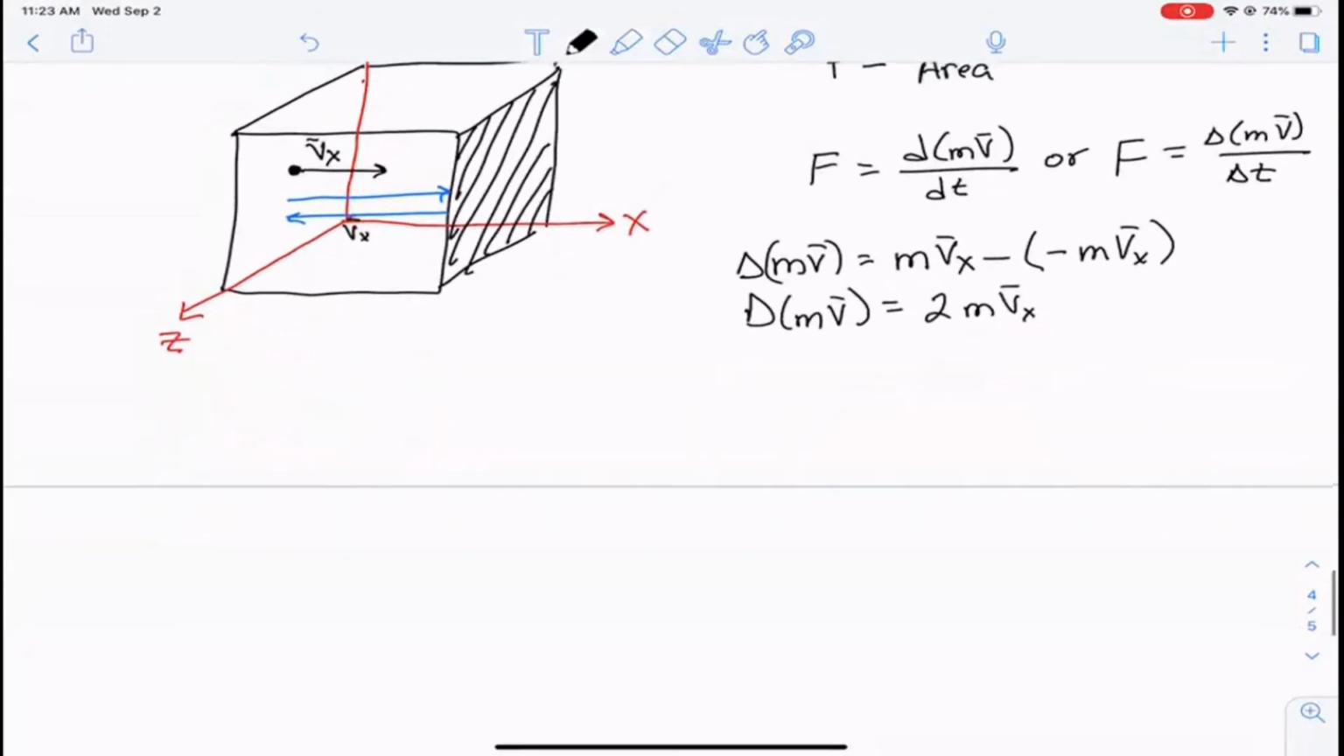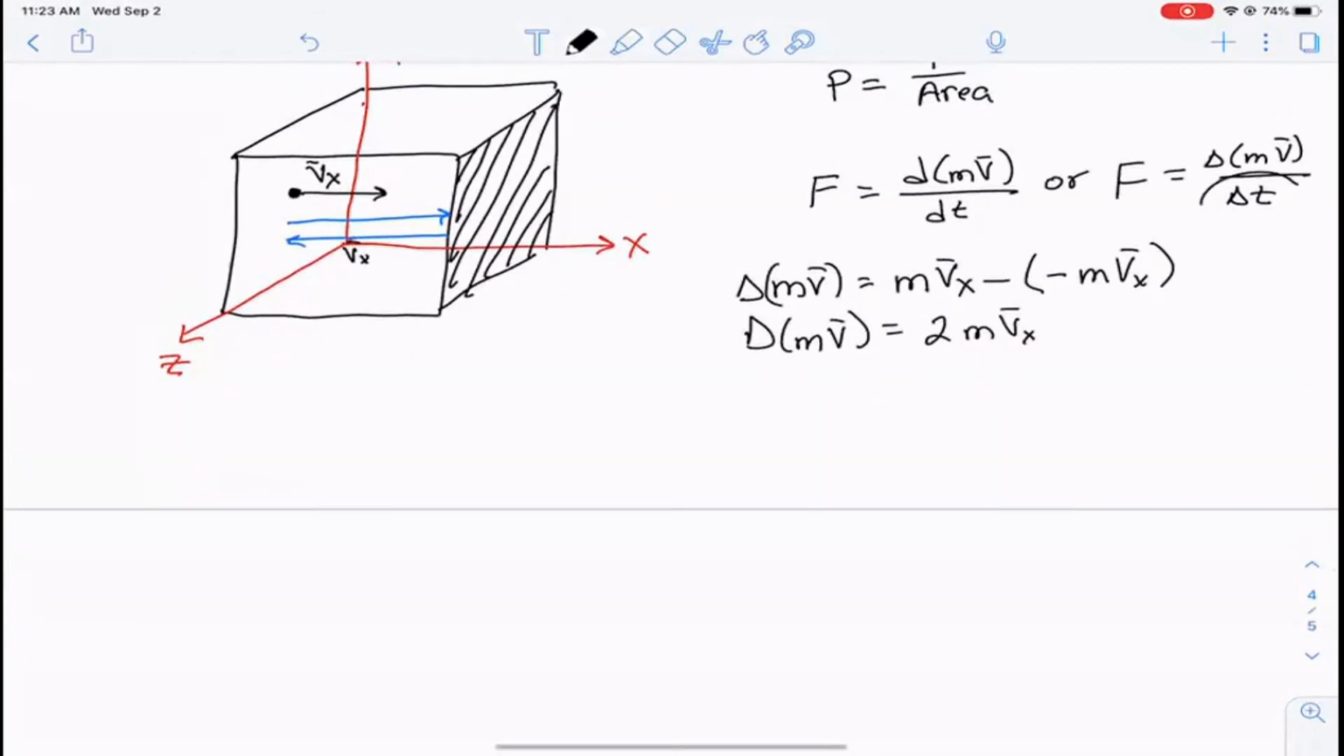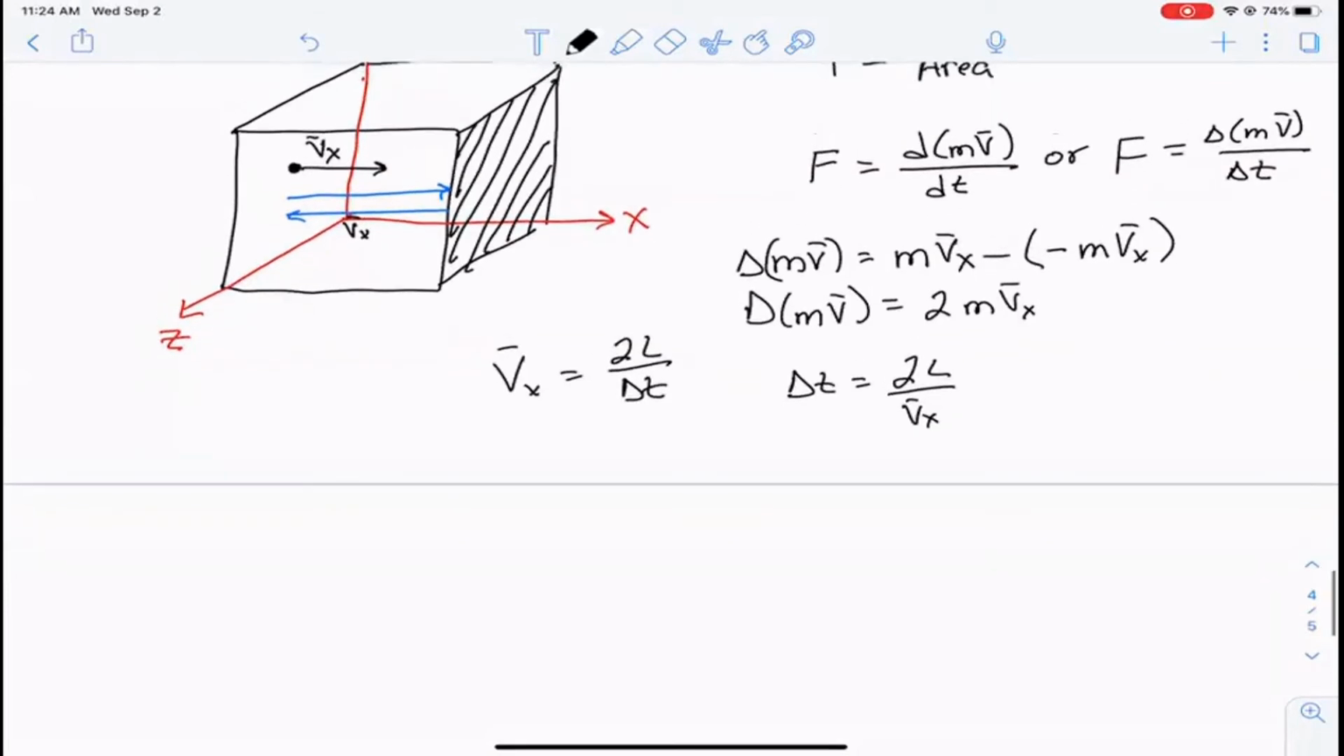And we can use this fact that the velocity is the same in both directions to also understand a little bit more about delta t. So we know that the velocity in x equals 2 times L over delta t, because the time we had was this bouncing here and then bouncing all the way back, and it traversed 2 lengths during that time. So then delta t just equals 2 times L divided by Vx.